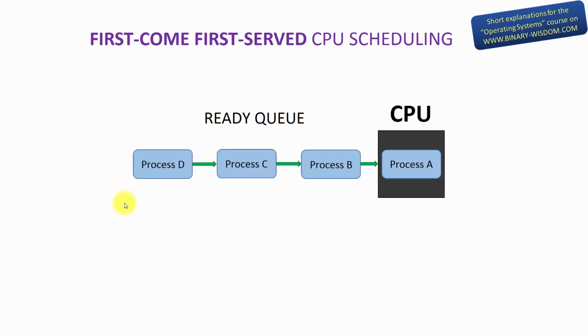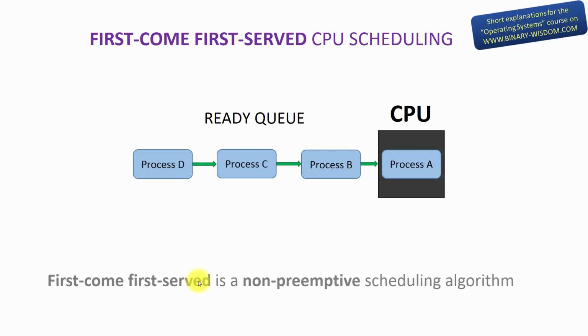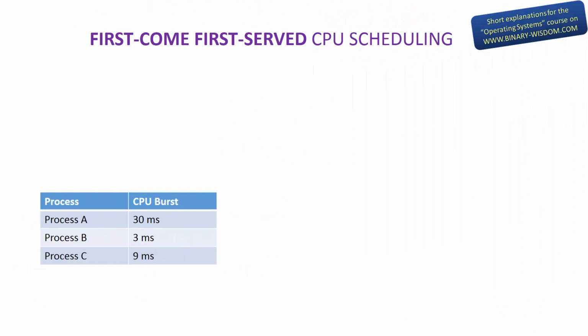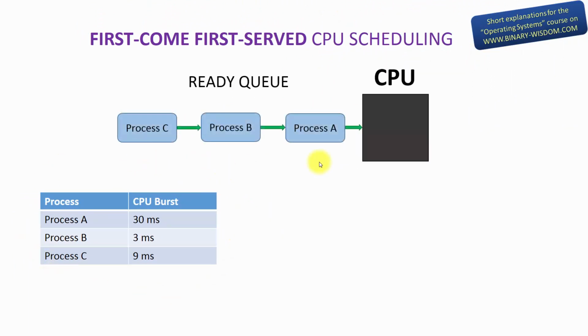The first come first served approach is a non-preemptive scheduling algorithm. So once the process gets access to the CPU, it uses it for as long as it needs. Let's see what happens when three processes simultaneously arrive in the ready queue to the initially idle processor.